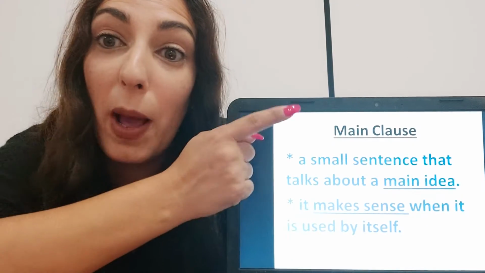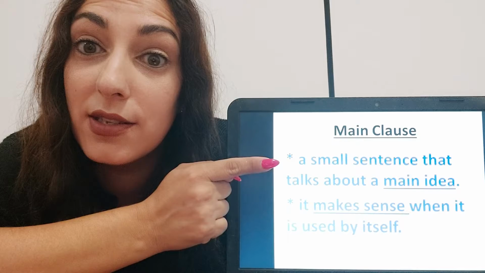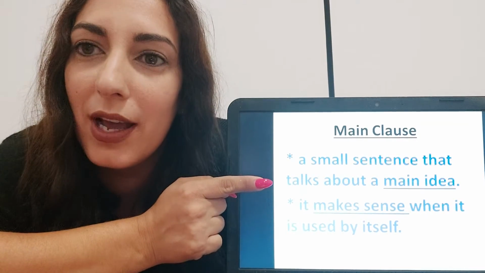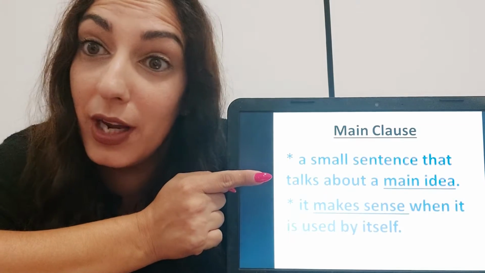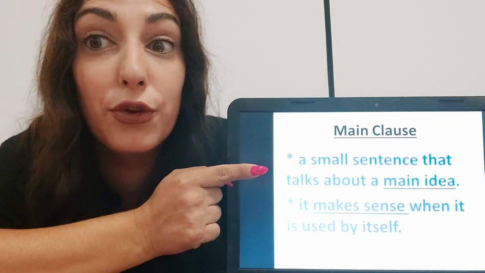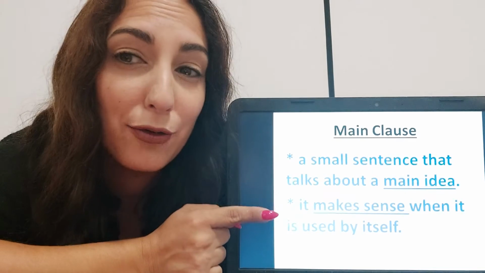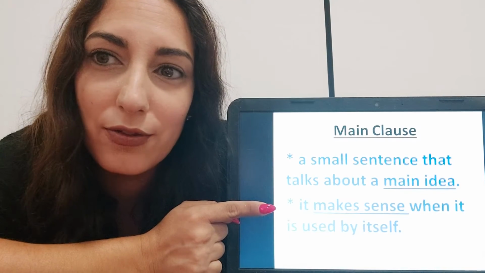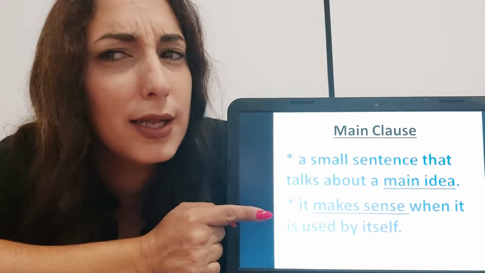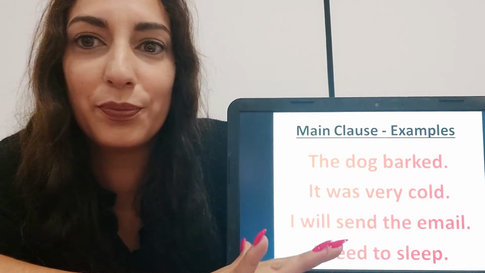Now, first of all, a main clause is a small sentence that has a main idea and it has a finite verb. It means the verb has a very clear action and you can change it with any grammar, past, future, present. And of course, it makes sense all by itself. So you don't need to add anything else for the sentence to make sense. Let's have a look at some examples.